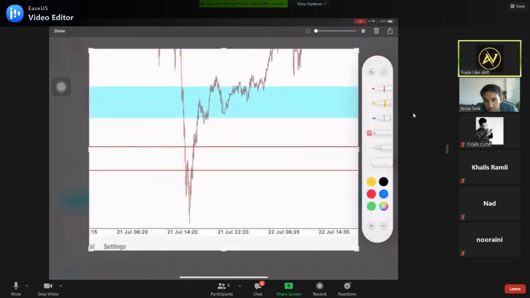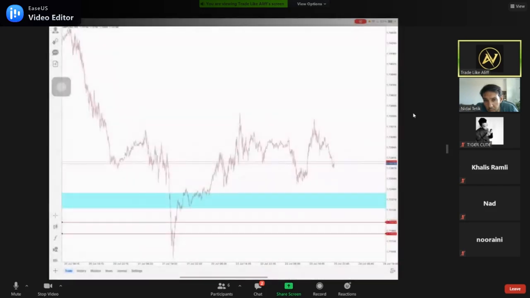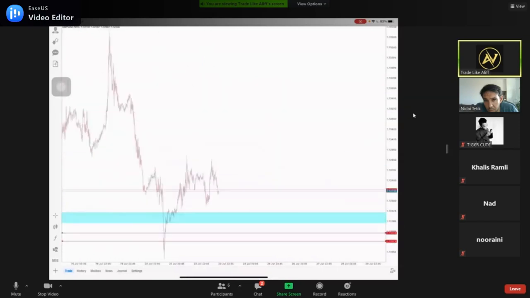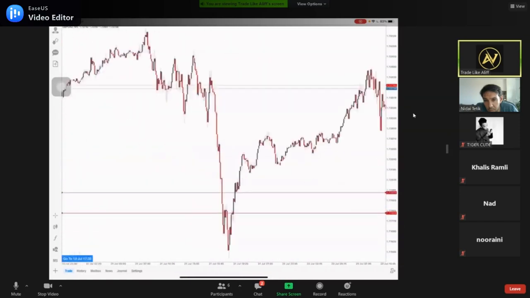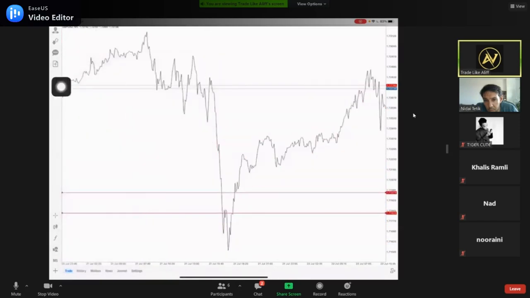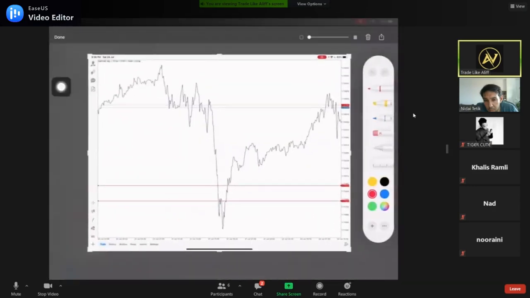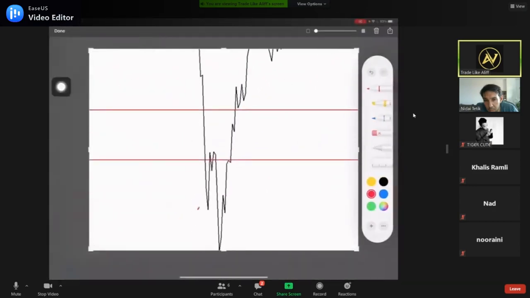So you can just entry when you see another breakout happening. Let's say in 15, 5 lower time frame. You see another breakout happening.